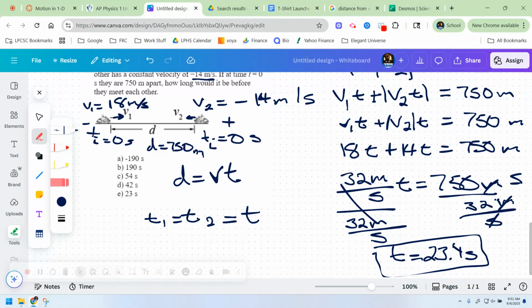seconds. Can you do 8 and 9 too? I can do 8 and 9. Let me finish this one and post this real quick.